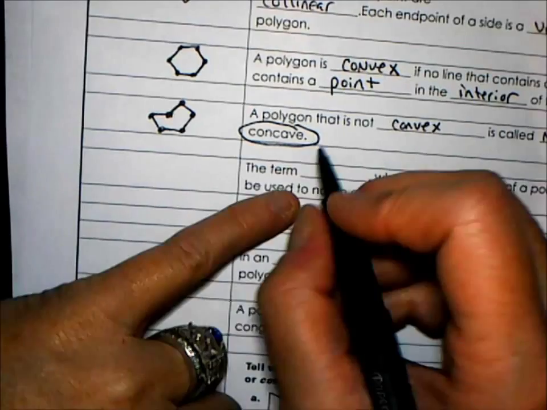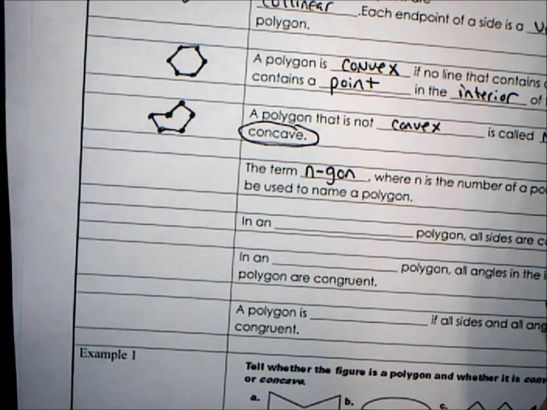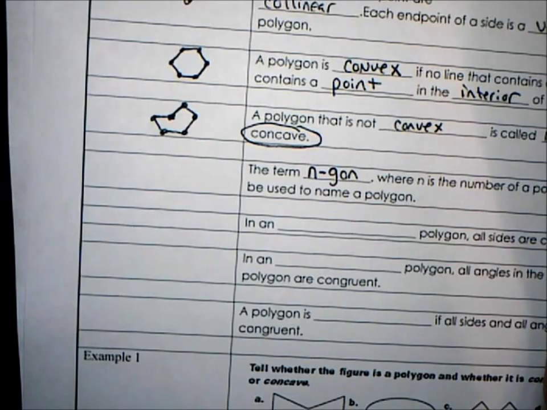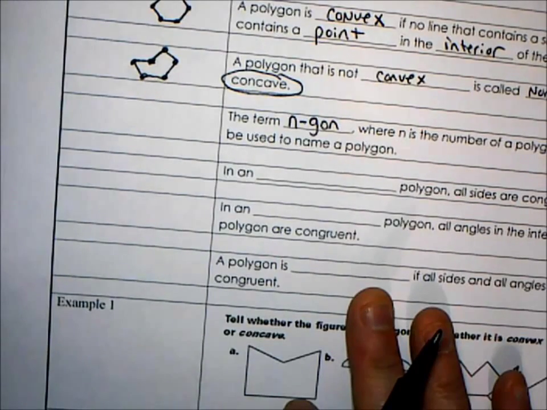When we get above 10, sometimes they will just call it an n-gon, where the n represents the number of sides of the polygon. So if you get 11-gon or 12-gon or 13-gon, those actually have names in the Greek terminology, but we don't use them very often. We'll just call them n-gons.